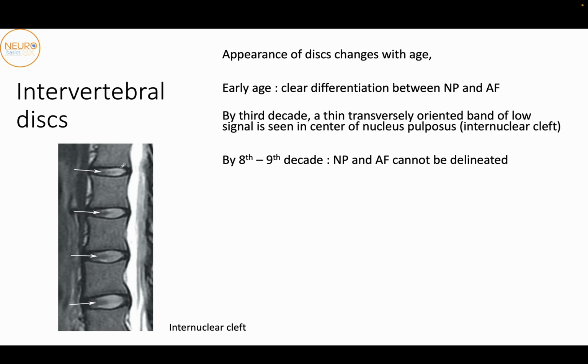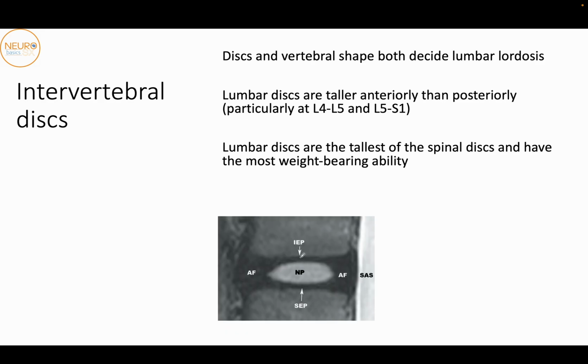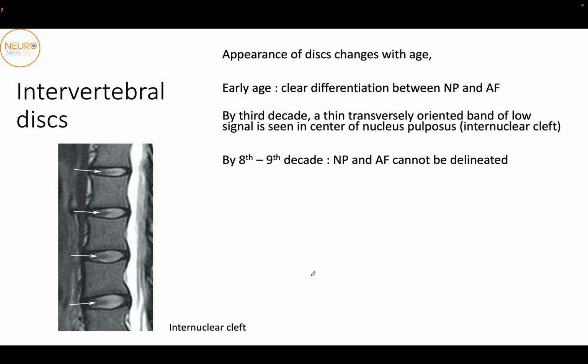At early age, as we saw, you can clearly differentiate between the nucleus pulposus and the annulus fibrosus. But as age proceeds, that differentiation will start coming down. By the third decade, you will start seeing this line running through the nucleus pulposus. And this is known as the internuclear cleft. And when it comes to the 8th to 9th decade, you will not be able to differentiate between the nucleus pulposus and annulus fibrosus at all.